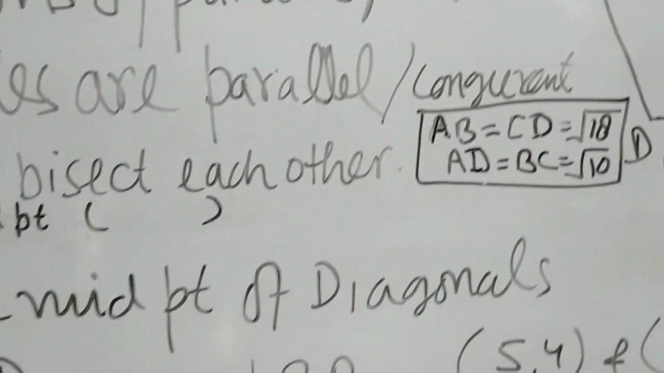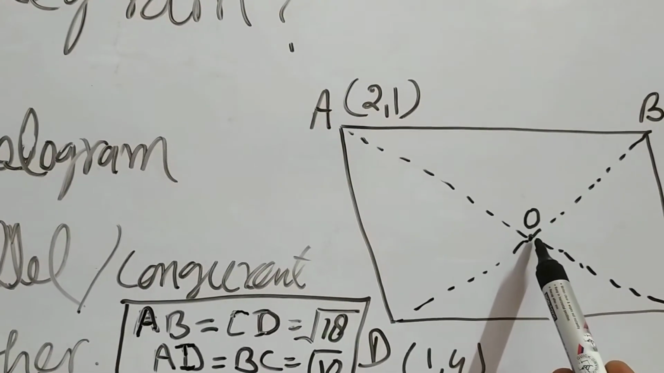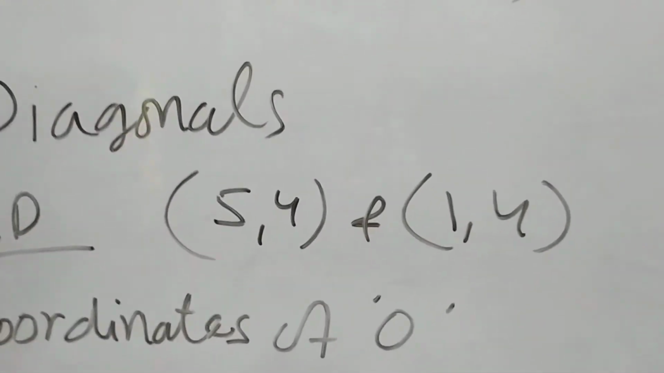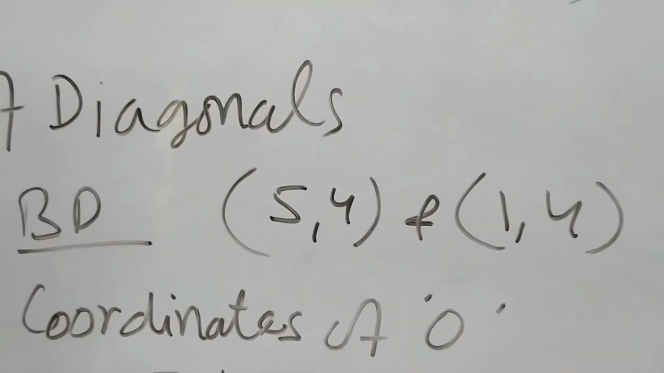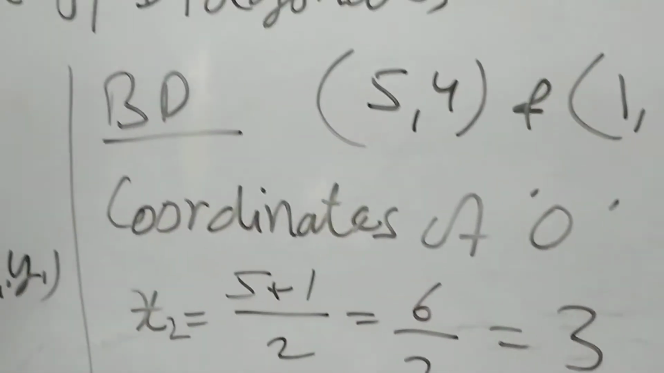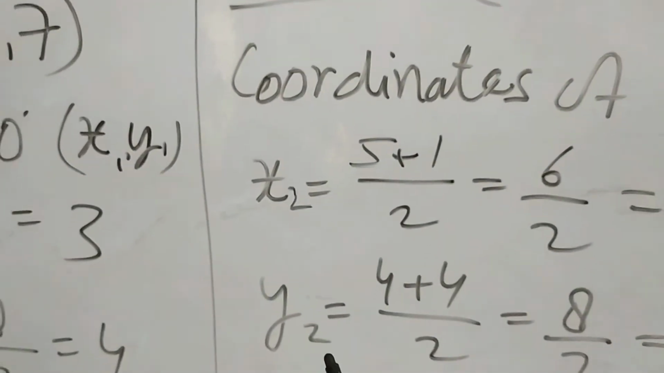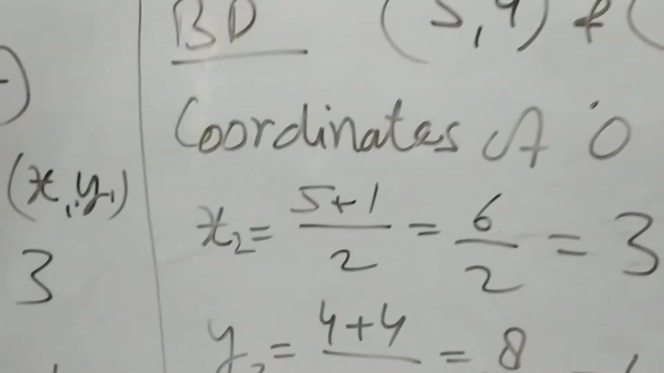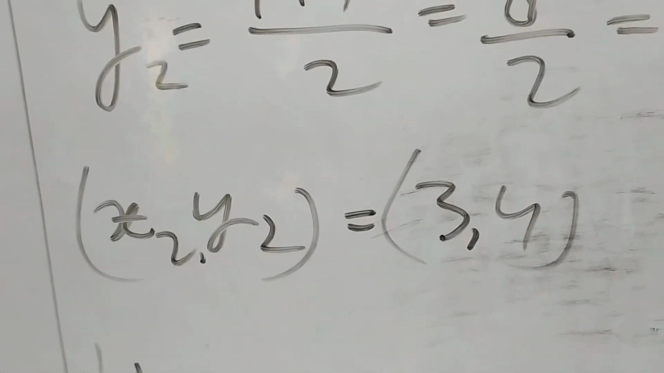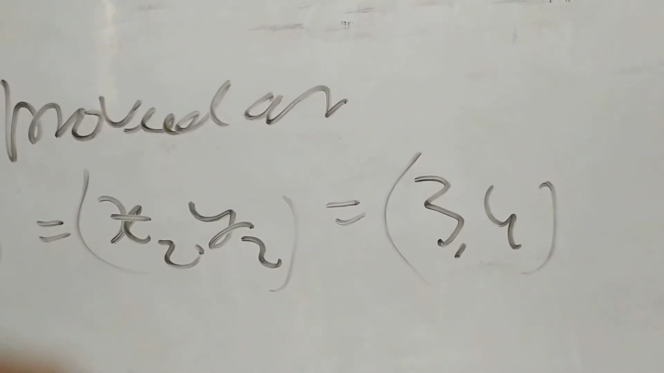Now what about BD? This is the diagonal BD. We have to find out the coordinates of O. The end coordinates of BD are 5, 4 and 1, 4. Let x2, y2 be the midpoint of this BD. x2 is 5 plus 1 by 2, 6 by 2, 3. Similarly, y2 is 4 plus 4 by 2, 8 by 2, 4. So x2, y2 is 3, 4. Hence proved, as x1, y1 and x2, y2 are the same, that is 3, 4.